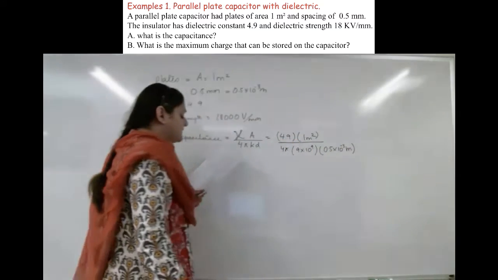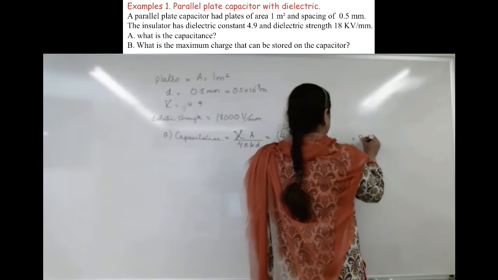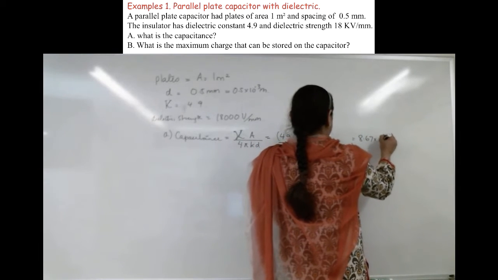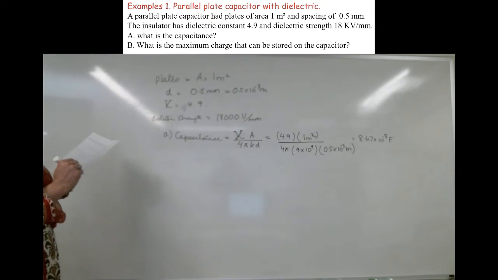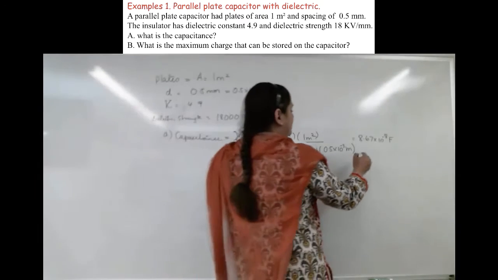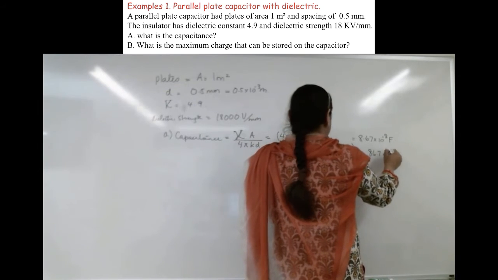So I plug all of these values into a calculator and I get 8.67 times 10 to the minus 8 farad. Or I can also rewrite this as 86.7 nanofarads.